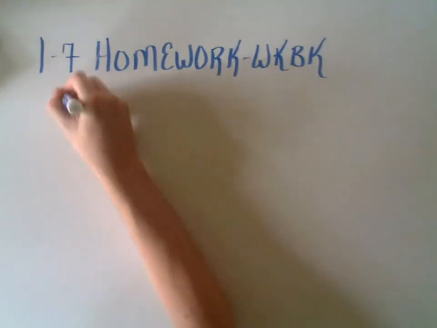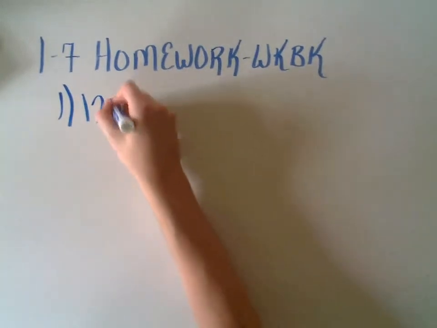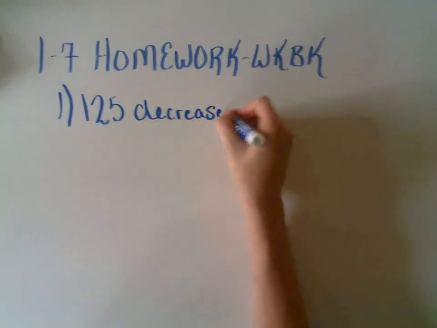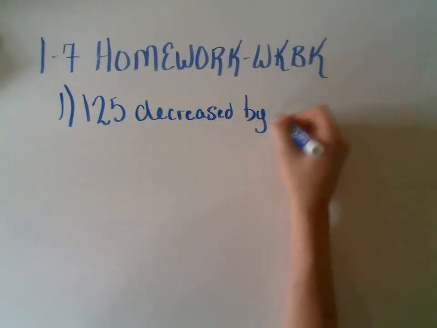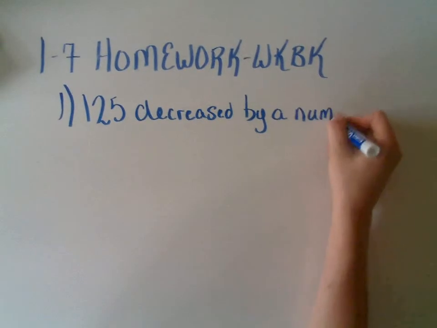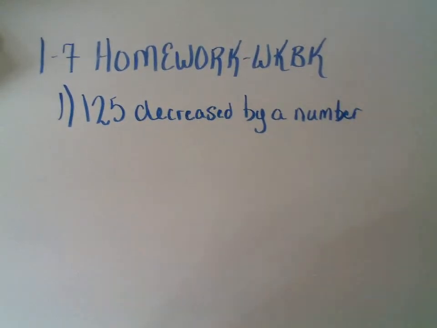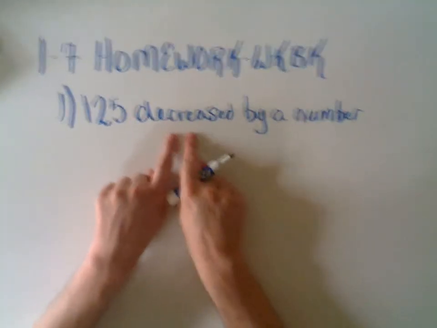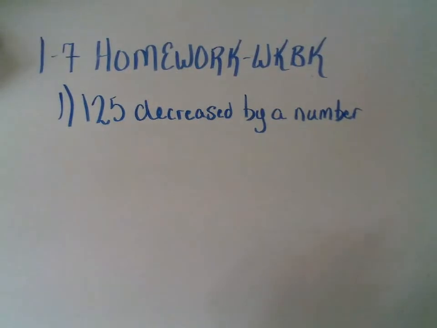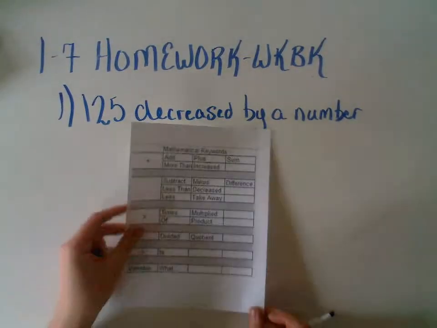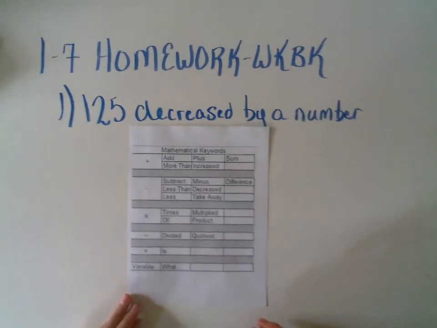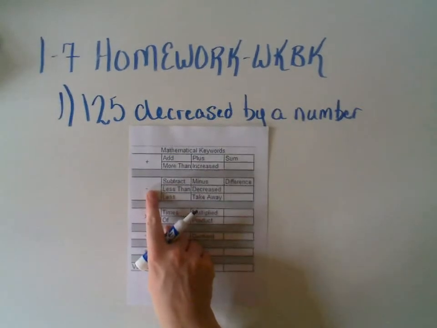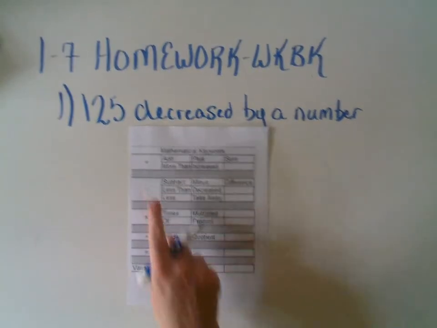Number 1 says we're going to take 125 and we're going to decrease it by a number. Okay, so probably the most important thing here is to be able to translate this mathematical keyword, decreased. Now, if you refer to your reference sheet, and there's also a copy of something very similar in your textbook for this section, we see that the word decreased, well, it's maybe a little hard to see on this sheet of paper, but the word decreased fits in with subtraction. So what that's going to translate to is a subtraction sign.